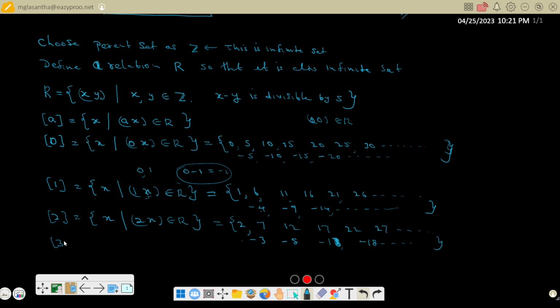Then 2 plus 5k belongs to R. That is minus 13, sir. So it will be like 2 minus minus 13, that's plus 15, and 15 is divisible by 5.